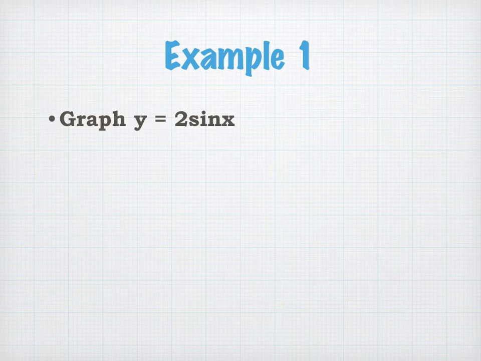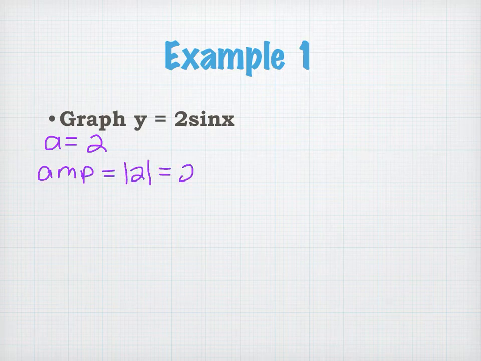All right, we baby step our way in. So this says the graph of 2 sine of x. I want to identify the A, which is what? What's the number on the front of the trig function? 2. The amplitude is the absolute value of that, which is 2.